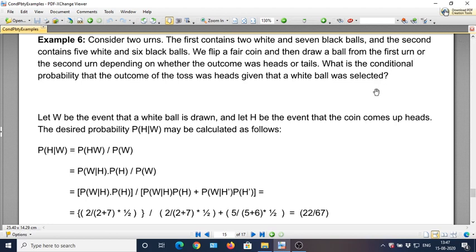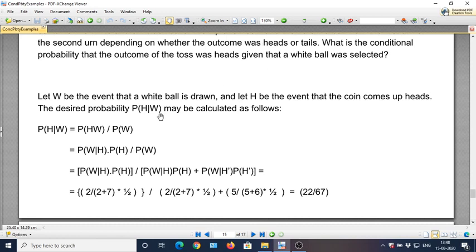So the probability that is of interest to us is: what is the conditional probability that the outcome of the toss was head, given that a white ball was selected? We will do it as follows. The probability that the outcome was a head given that a white ball was chosen is P(H given W). P(H given W) can be written as P(H ∩ W) divided by P(W), that is, it was head and we chose white, divided by the probability of W.